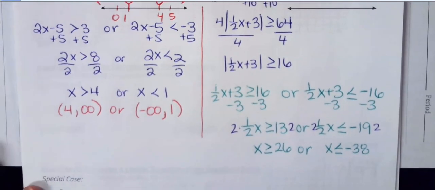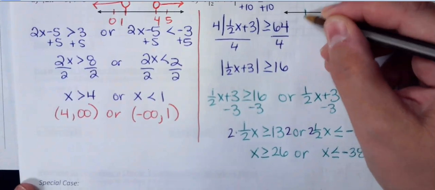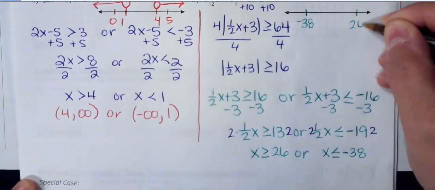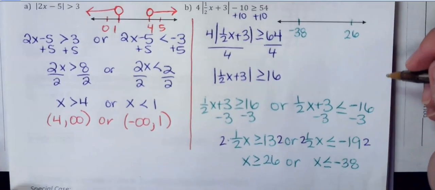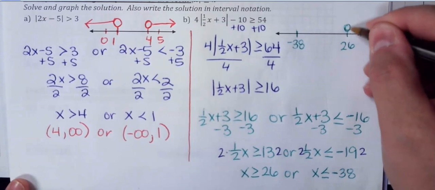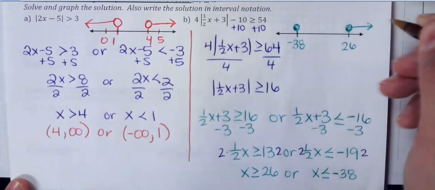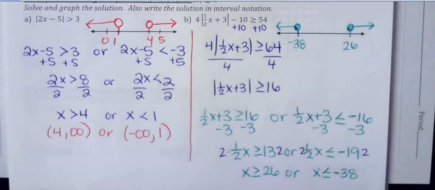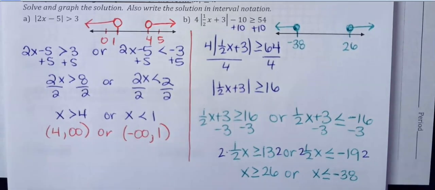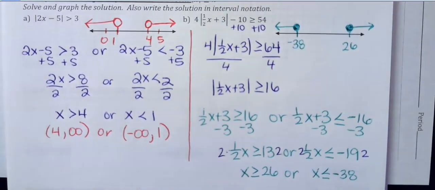Now, if you're graphing this, it does not have to be perfect in any way, but the negative 38 should be on the left side, and the 26 should be somewhere on the right side of that, so we're at least going from negative to positive. Then a closed circle on both of these, and they should point away from each other. For a greater than or equal to question like this, they have to point away from each other. Those circles are supposed to be filled in. That wasn't my greatest artistry.